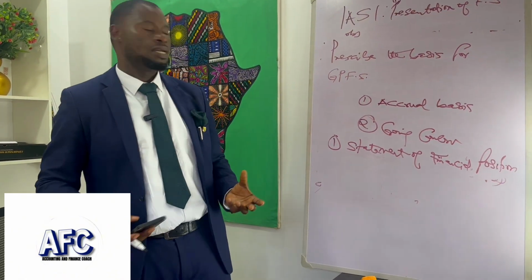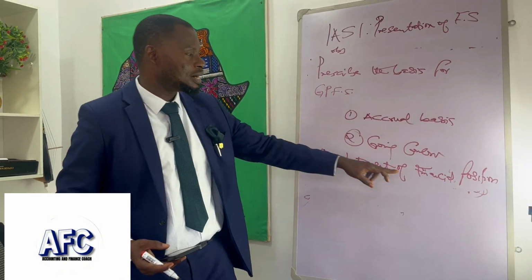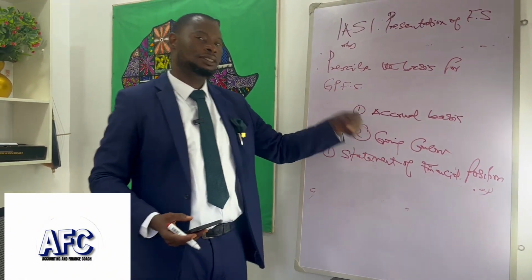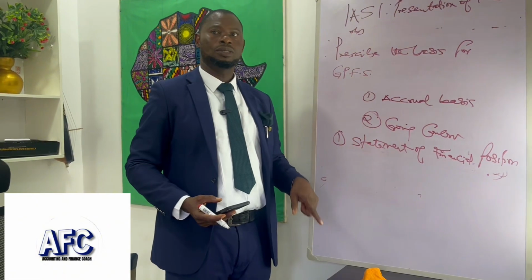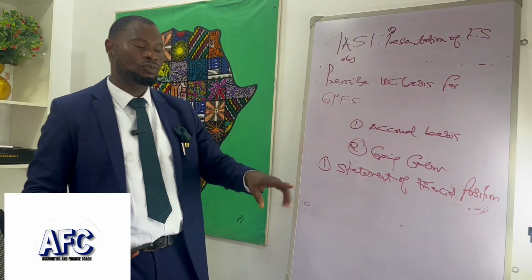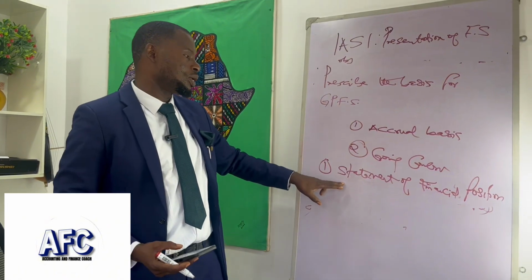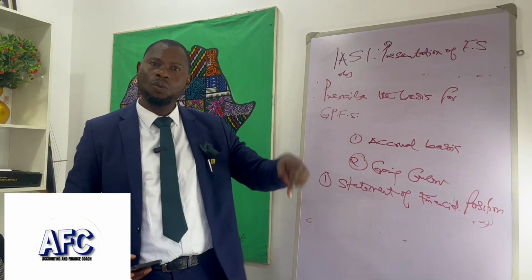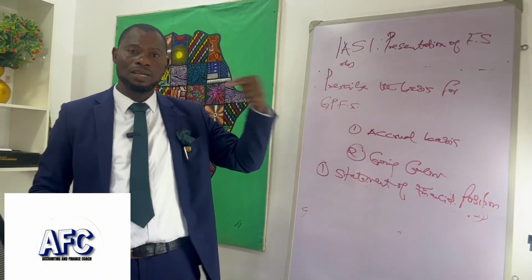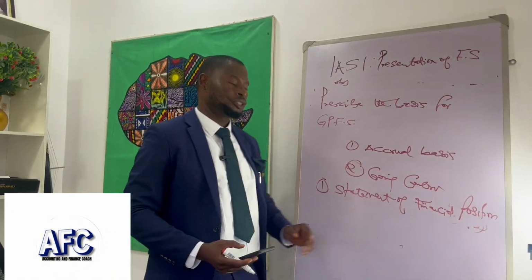It tells the user of the account what the financial position of that entity is as at a period of time. So for the statement of financial position, usually when we prepare it, we say statement of financial position as at, because we're looking at that entity from when it began to exist, from when it was created, from that time to date.